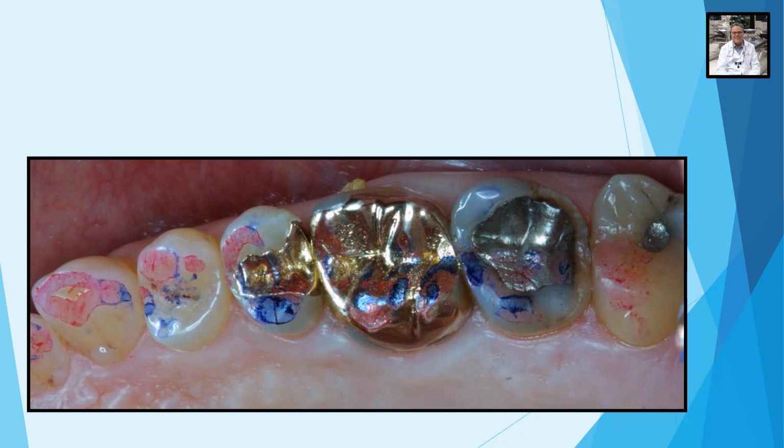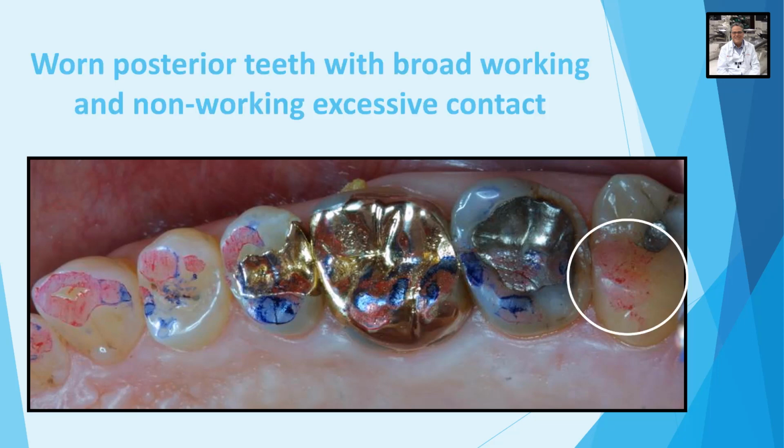Here's a patient with a lot of wear that has occurred through the years. You notice that the premolars have the red mark. They're in group function. And many of the posterior contacts are wide and broad, and the cusp tips are worn. If we look right here in this second molar, we see that non-working and working contact are all built into the same tooth, and this back tooth is really, really rubbing.